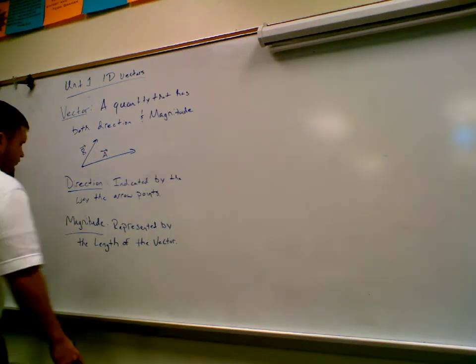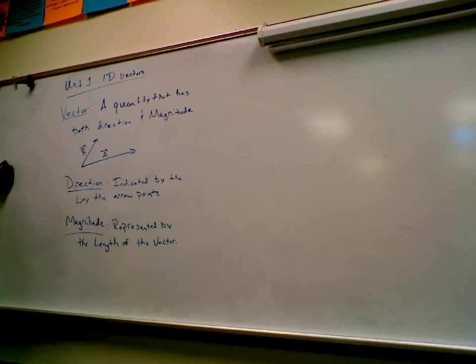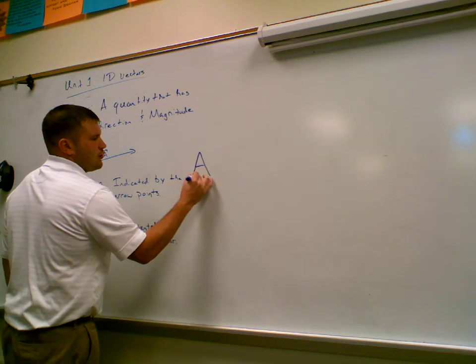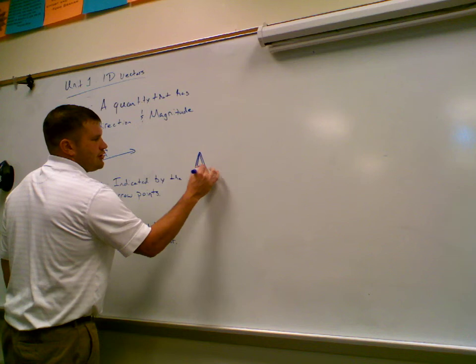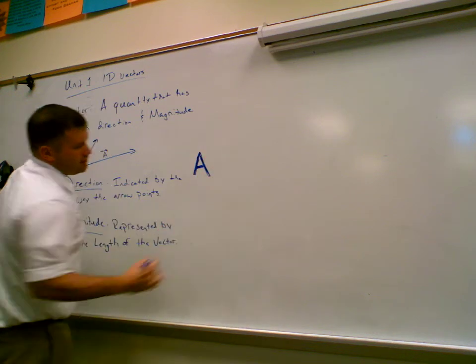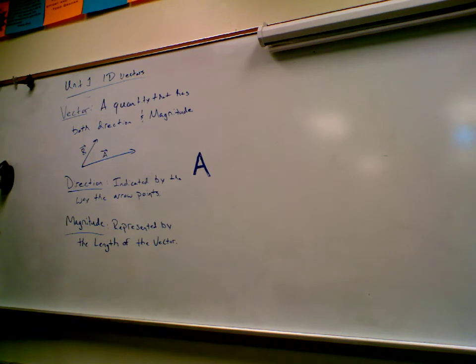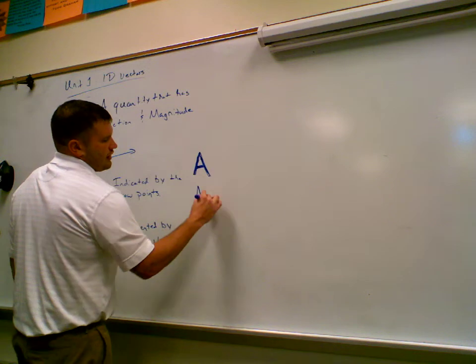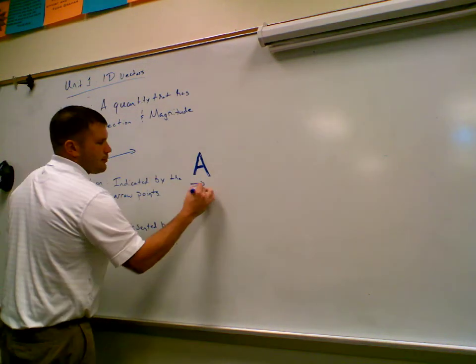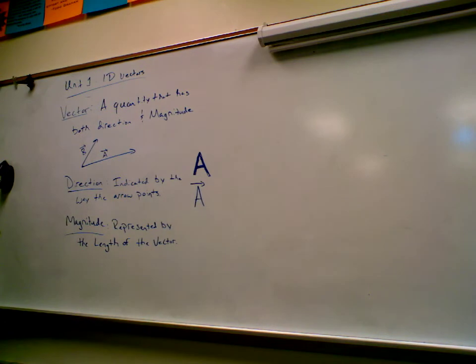Now, if I'm writing a sentence that includes a vector quantity in it, there are two ways you can represent it. You can either write the vector quantity in bold. Now, I don't have the bold function on my markers, so I'm just going to make it a little darker. So if you see a bold letter, that means the vector. Or if you see the letter with what? An arrow on top, okay? Both of those can indicate vectors.